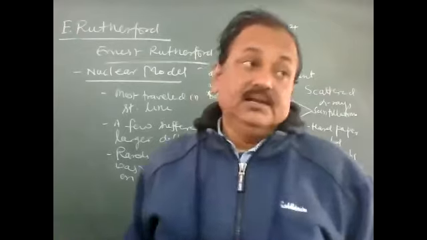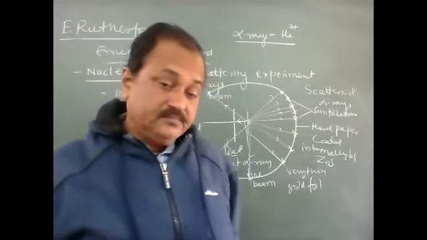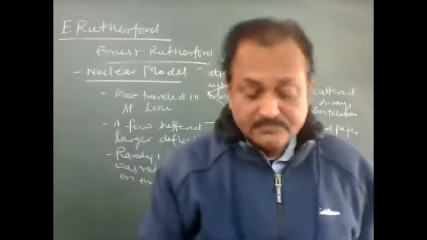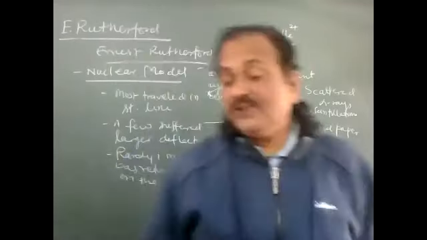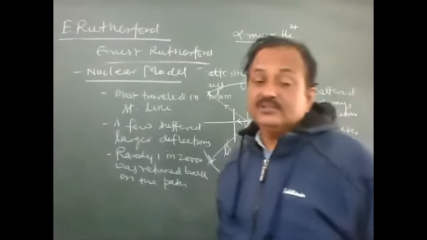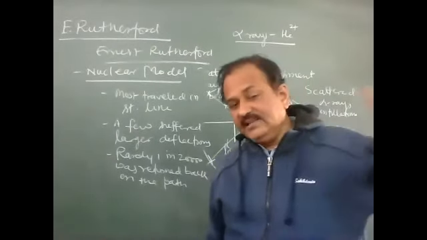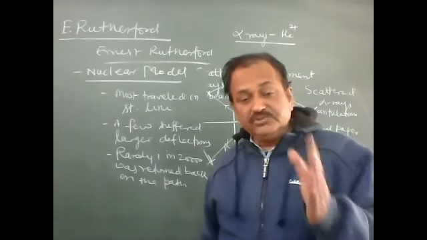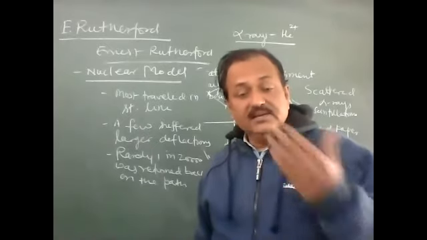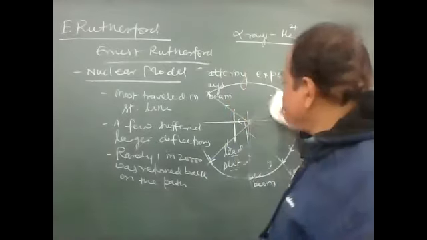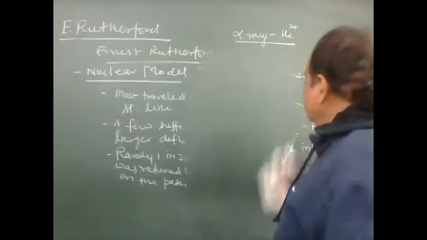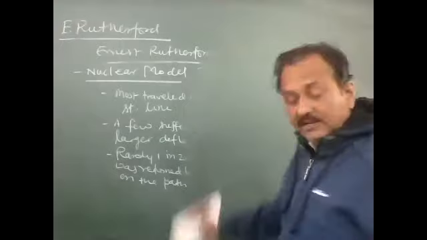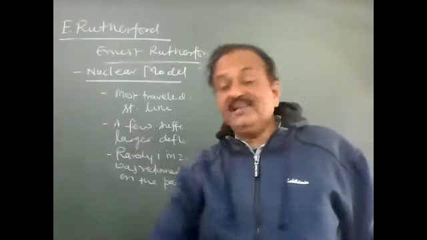But now Rutherford said that electrons revolve around the nucleus. Actually it was a known fact that atoms are neutral. It was said at that time also that atoms are neutral in nature, because positive and negative charged particles neutralize each other. And so Rutherford said that electrons are the negatively charged particles, and they rotate around the nucleus.